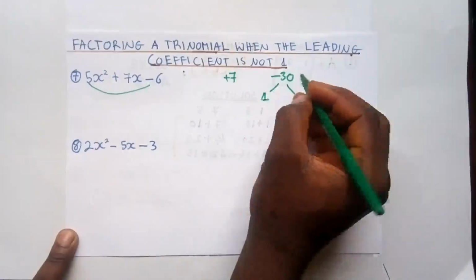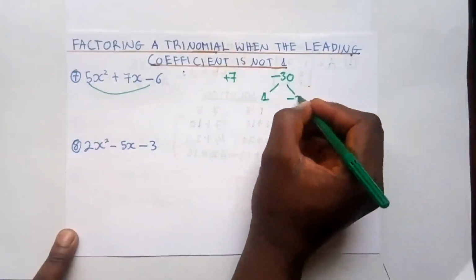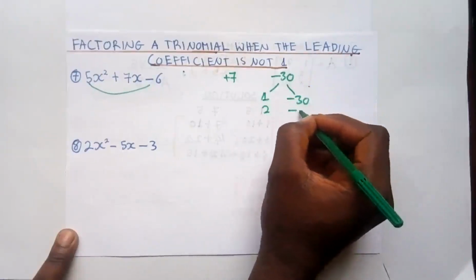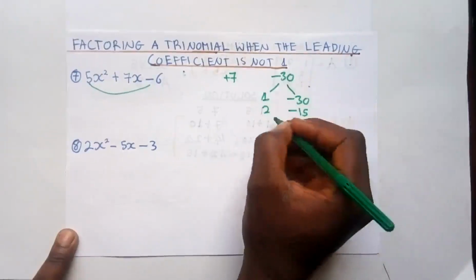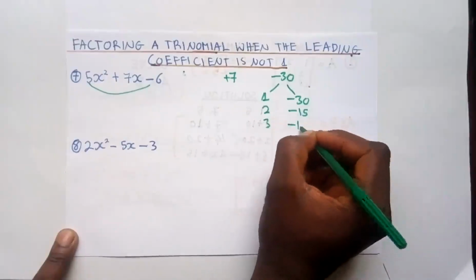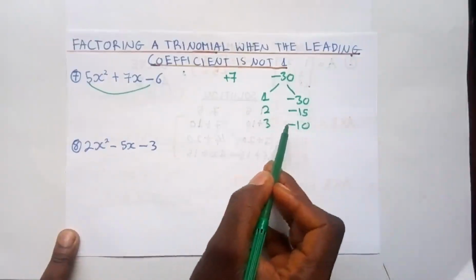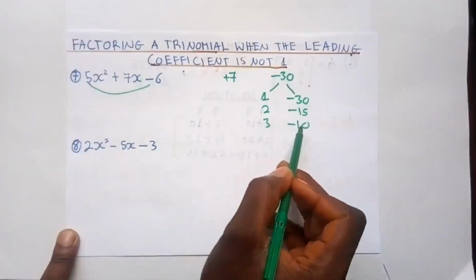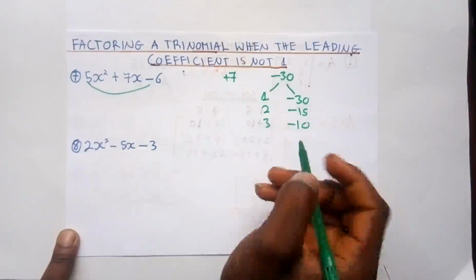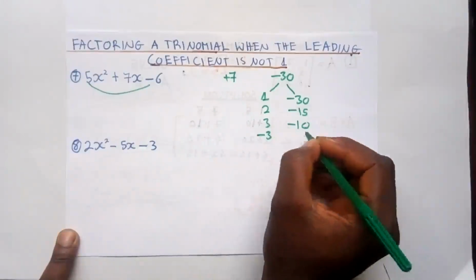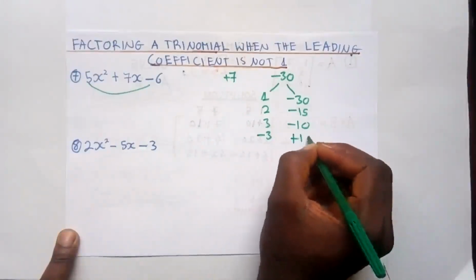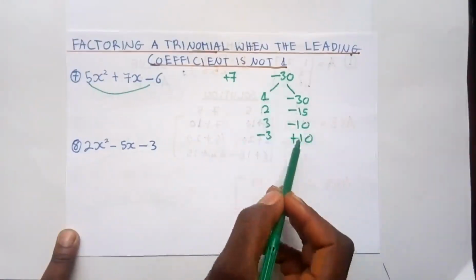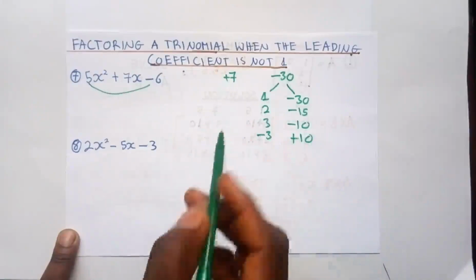So minus 30 divided by 1 gives us minus 30. Minus 30 divided by 2 gives us minus 15. Minus 30 divided by 3 gives us minus 10. 3 multiplied by minus 10 gives us minus 30, and 3 minus 10 gives us minus 7, not plus 7. So this can be minus 3 and positive 10. So minus 3 multiplied by 10 gives us minus 30, and 10 minus 3 gives us 7.